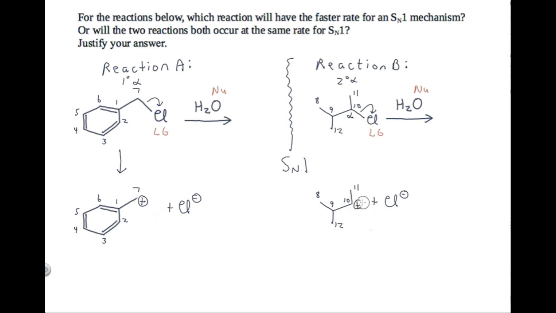Now you might think that a secondary carbocation is better than a primary, but remember we also have to check for resonance. And this carbocation is close enough to these pi electrons for there to be resonance structures. Can you draw the electron pushing arrows for that? So here's what the electron pushing arrow would look like.